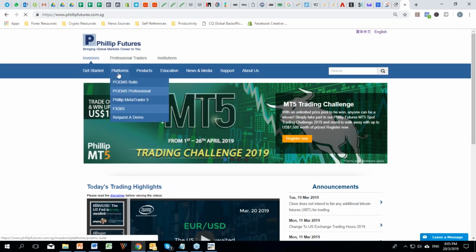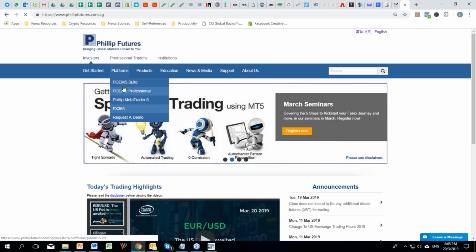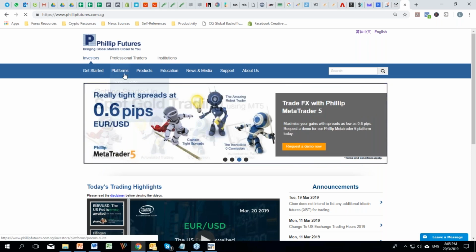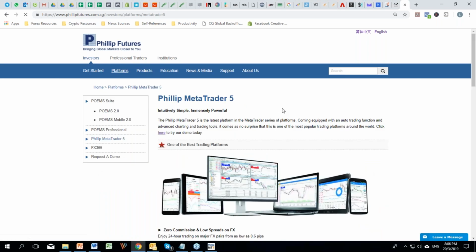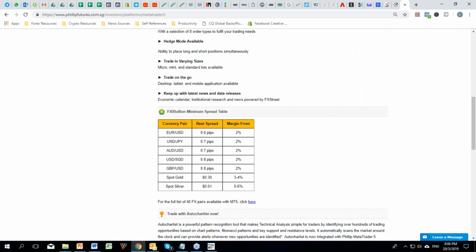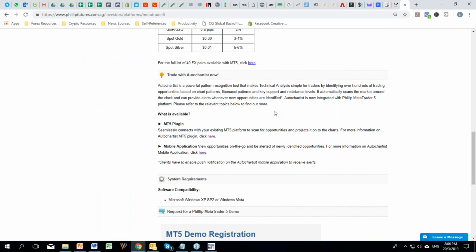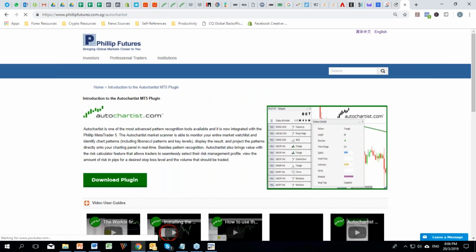For how you can download Autochartist, right? After everything has been set up and the MetaTrader 5 platform has been downloaded, come into our website under Investors, head to Platform and click on Phillip MetaTrader 5. Continue to scroll until the middle portion of this landing page. You will see a header known as Trade with Autochartist, and under this field you can see MT5 plugin. Once you see this, you click here and a whole new page will pop up.